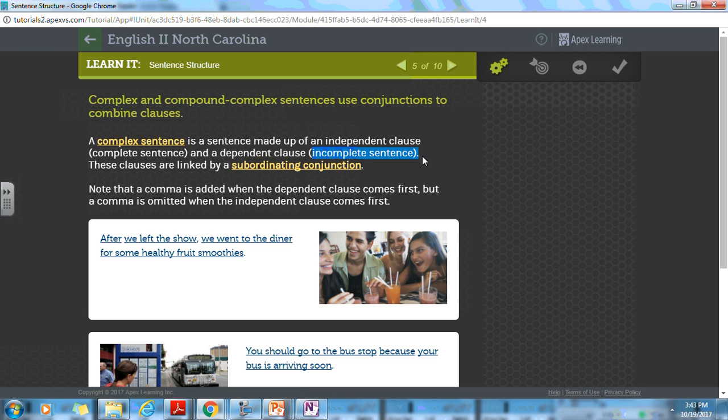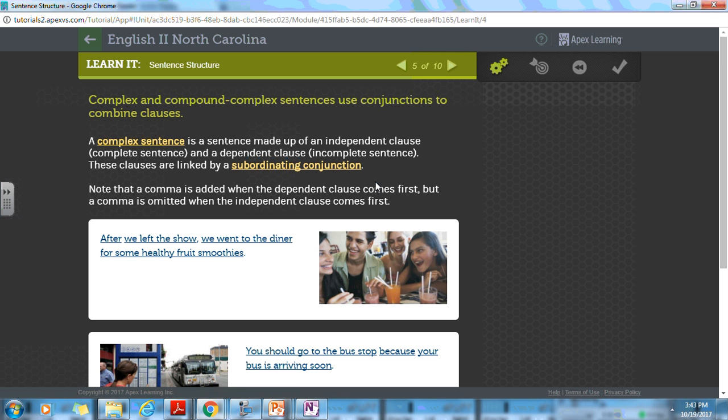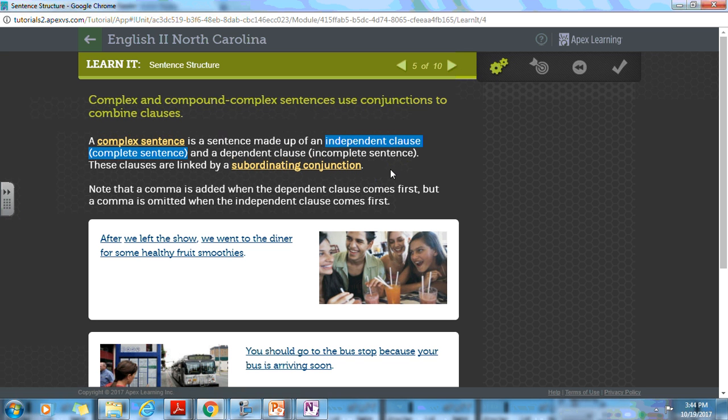Now, these clauses are still linked by conjunctions, but this time they're linked by what's called subordinating conjunctions. All a subordinating conjunction is, is a conjunction that connects unequal elements. So we're still taking two clauses or sentences and combining them, but these sentences are unequal, whereas compound sentences are equal in some kind of way. Now, a complex sentence, once again, has two parts. The independent clause is really simple and easy to spot. The dependent clause is what we have to begin working on.